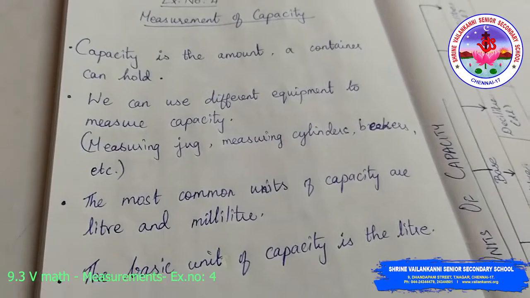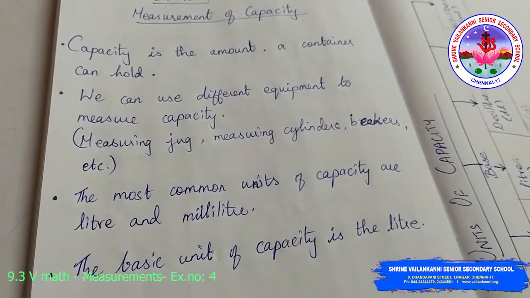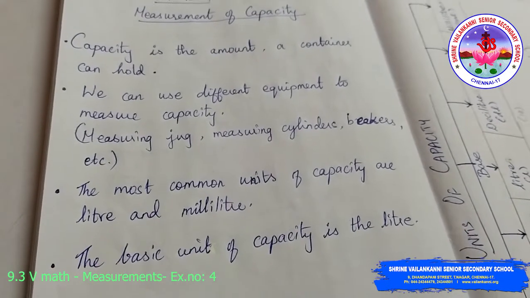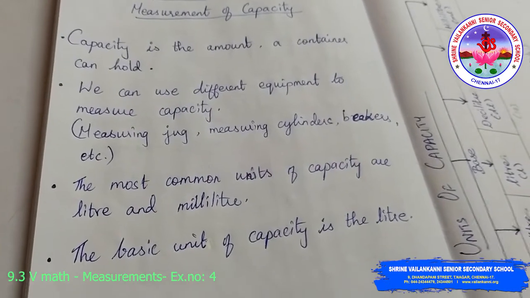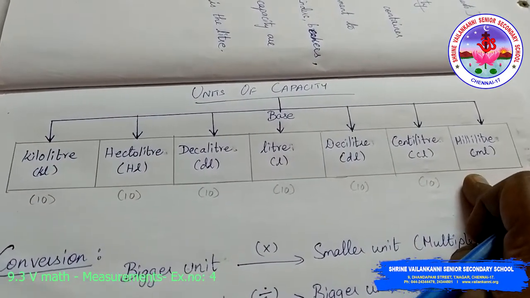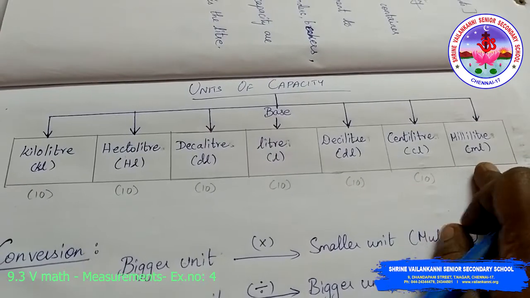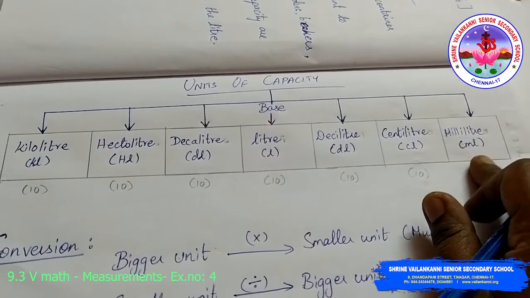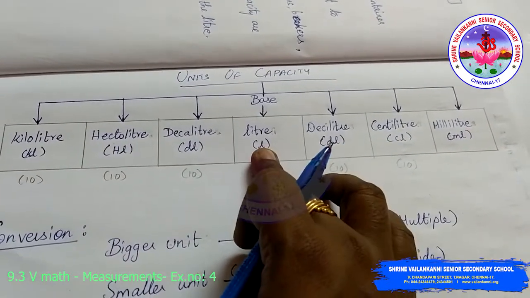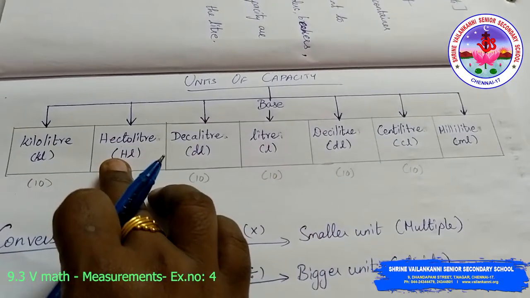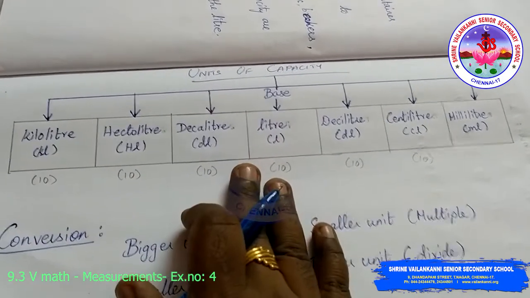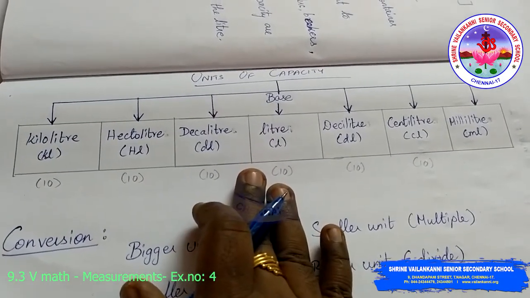As in units of length and units of mass, where we had 7 different units, here also we have 7 different units under units of capacity. I have just shown you the 7 units, starting from the smallest unit: milliliter, centiliter, deciliter, liter, decaliter, hectoliter and kiloliter. Here also each unit is 10 times greater than the unit to its right.